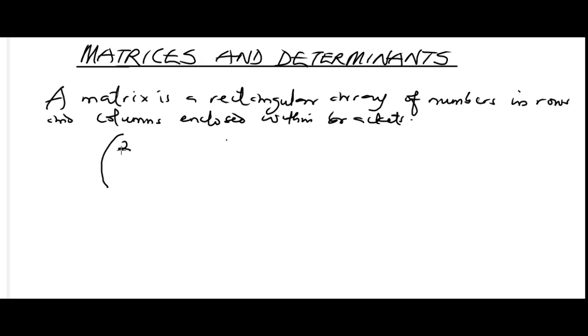So when you have something like 2, 3, -5, 1, or you have 1, 3, 5, or you have 7, 0, 4 enclosed in brackets, these are all examples of matrices. Matrix is singular, matrices is plural. And the numbers in the brackets are known as the elements of the matrix.